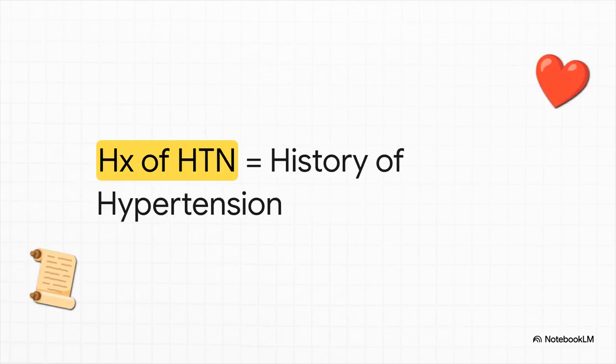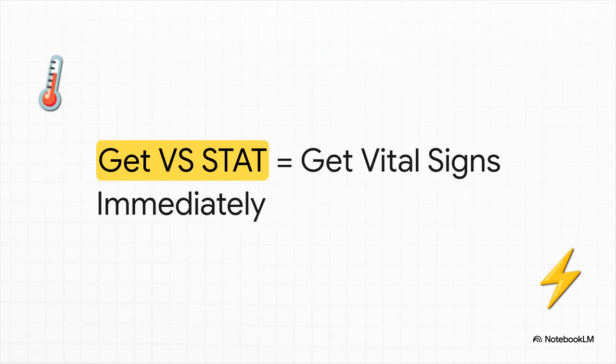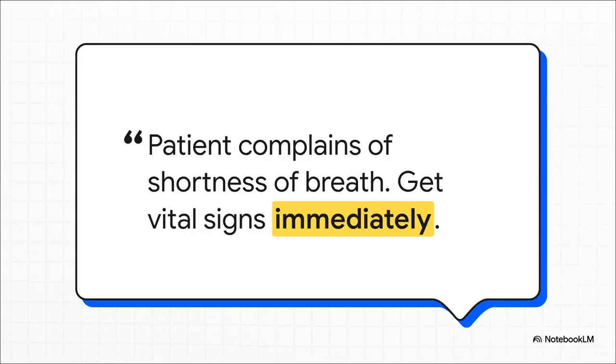Next up, we've got HX of HTN. HX is just shorthand for history, and HTN is a perfect example of that prefix rule we talked about, hypertension, which is of course high blood pressure. And finally, the command get vs stat. That means get the vital signs, and because of that word stat, it means get them right now. So putting it all together, what looked like total gibberish at the start becomes this very clear, very urgent message. See? You're basically fluent already.